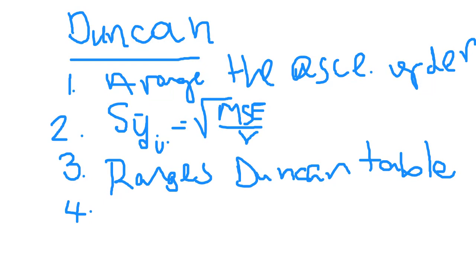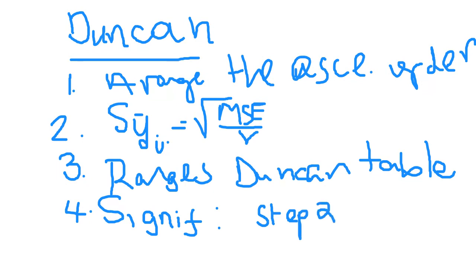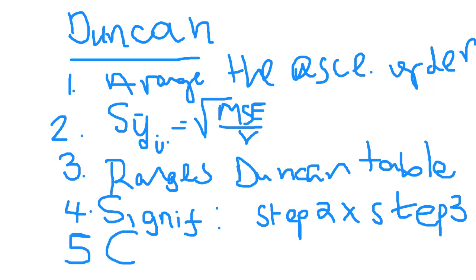Number 4. So now you find what? Significant ranges. How do you find this one? Step 2 multiplied by step 3, right? Do you understand the shortcut? Step number 4, to find the significant ranges, you multiply your standard error with the values from Duncan's table. Step number 5, compare, isn't it?